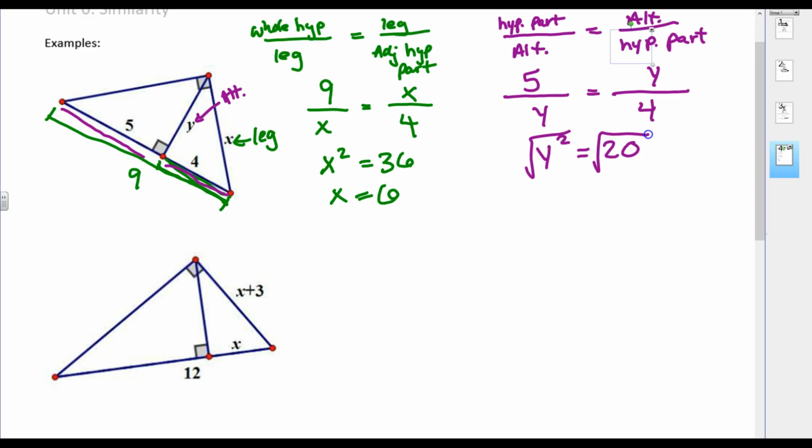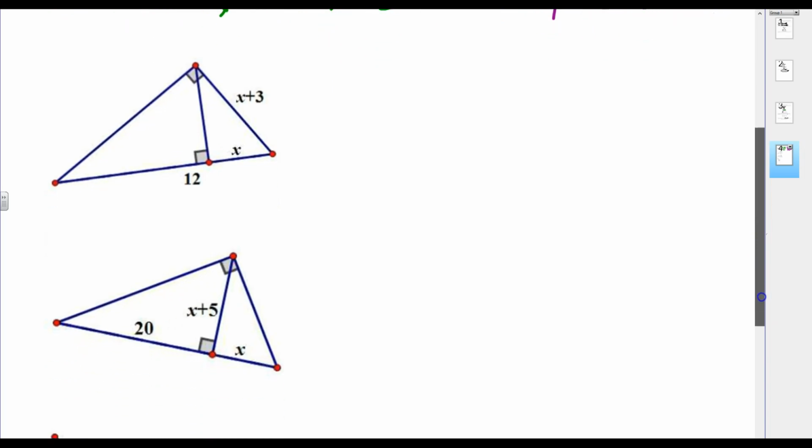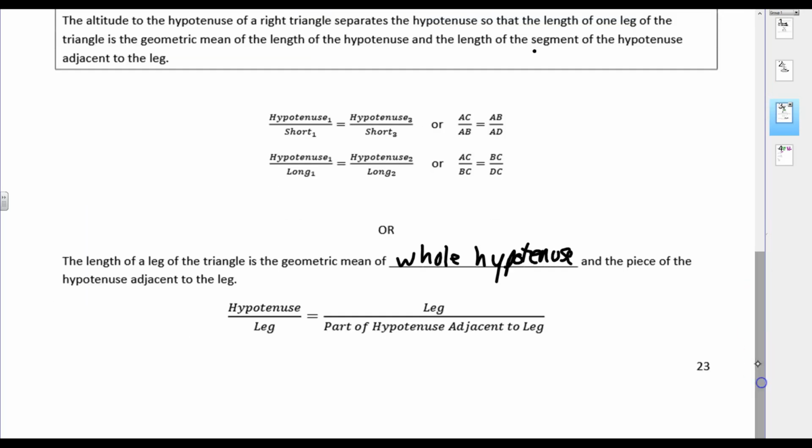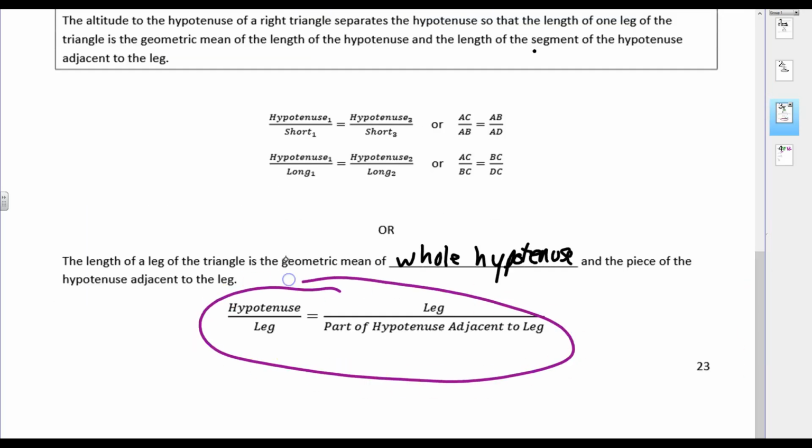So I take the square root. So we get y equals, well, 20 is the same thing as 4 times 5, so that becomes 2 square root 5. Okay, moving right along. Here, the x plus 3, this guy is a leg. And because he's a leg, we're going to use this idea right here, okay? This is our second big idea. We're going to use this idea from the previous page of notes to help me solve it.